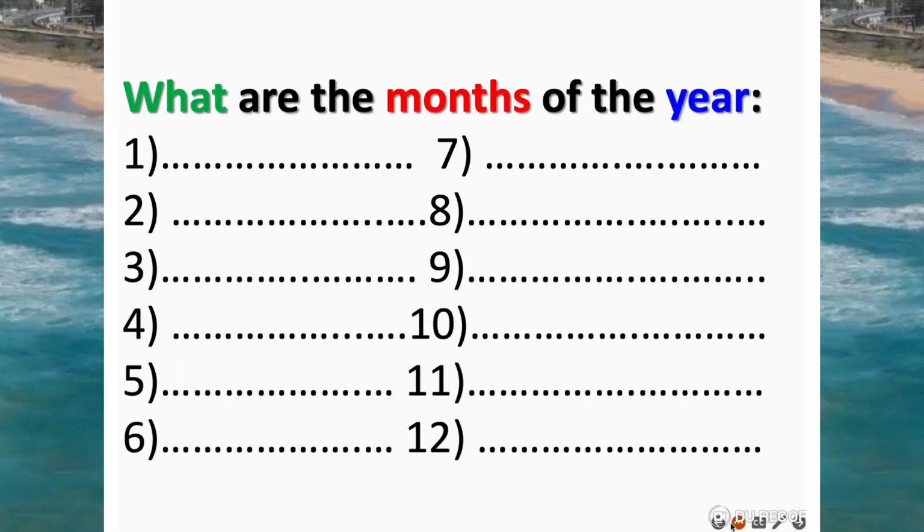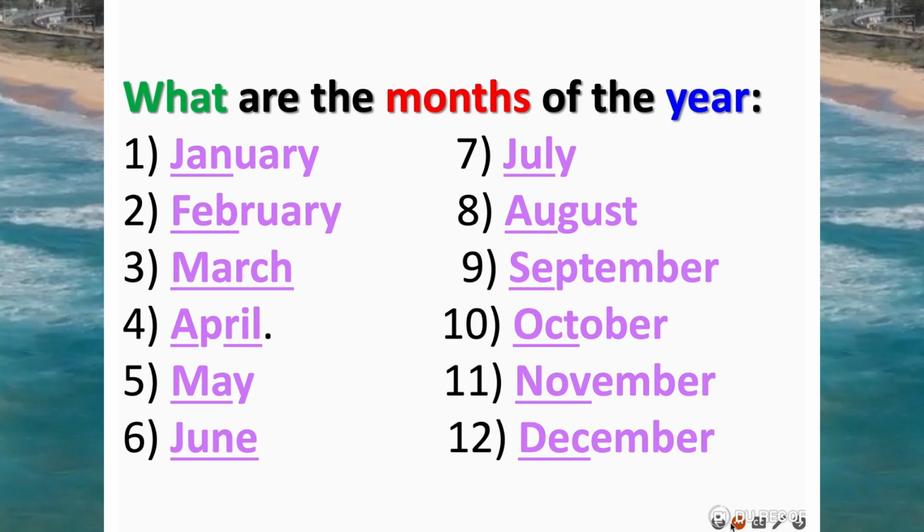So here, what are the months of the year? Many students don't know how to write the months of the year. And maybe you can write them but in disorder. So try to learn them in order. Let's see the answers. So the first month of the year is January.